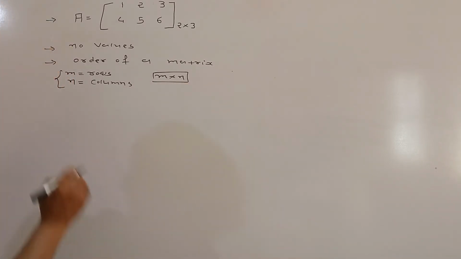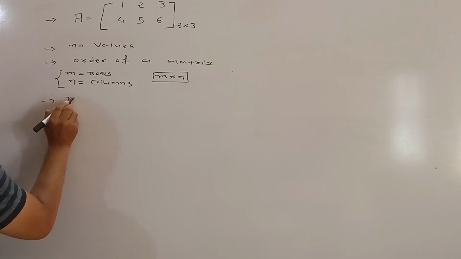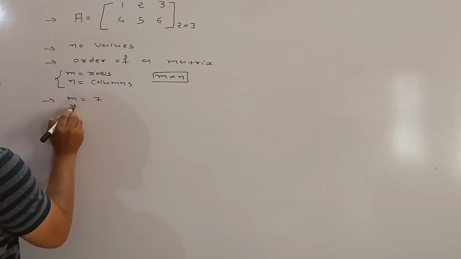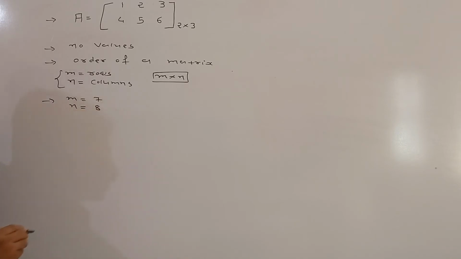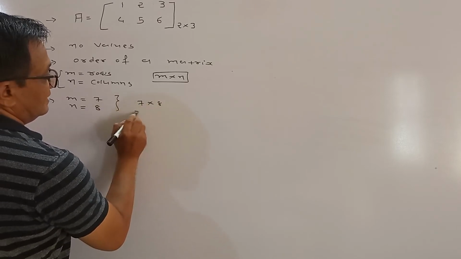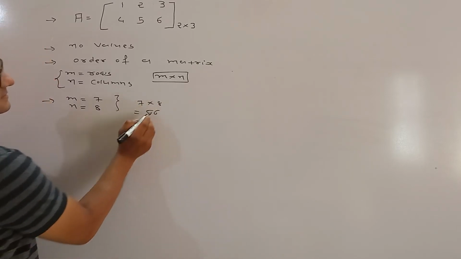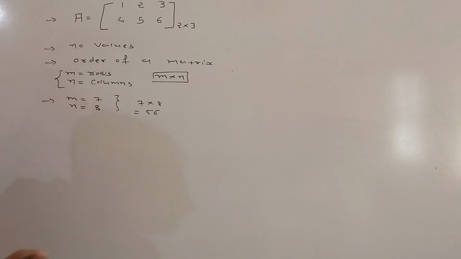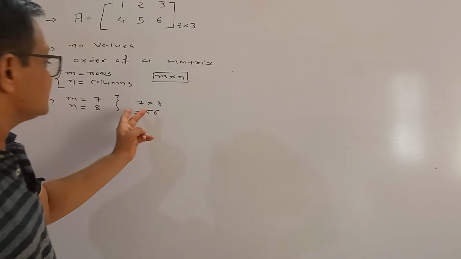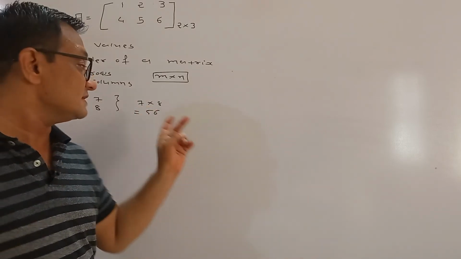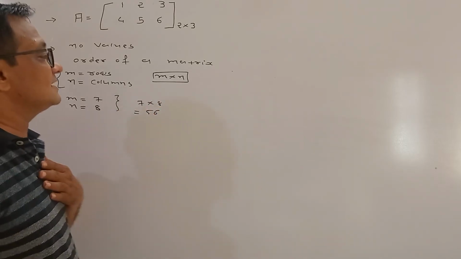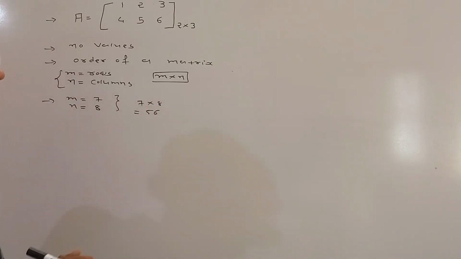numbers. Okay, suppose a matrix has 7 rows and 8 columns. So the order of the matrix is 7 by 8 and a total arrangement of 56 numbers. So what is 7 cross 8? 7 cross 8 is an order. m cross n is an order, meaning m cross n, so we can easily say the matrix has m rows and n columns.